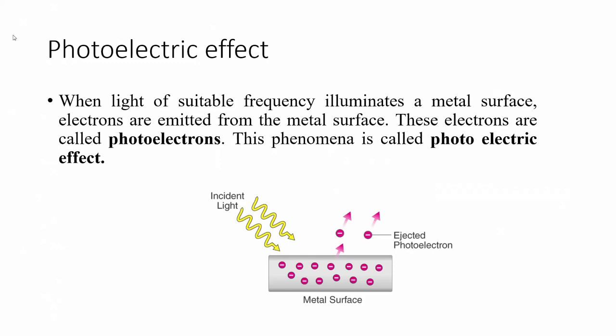Here we have a metal surface, and when light of suitable frequency is incident on this metal surface, the electrons will get ejected from the metal surface. This phenomenon is called photoelectric effect, and the ejected electrons are called photoelectrons.